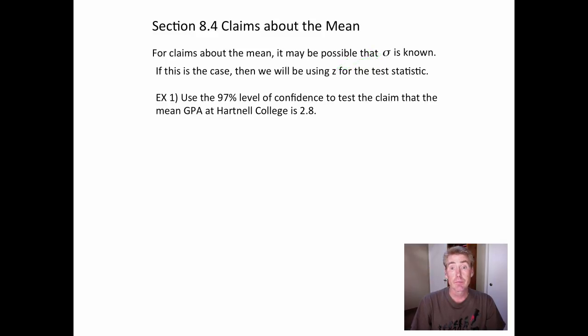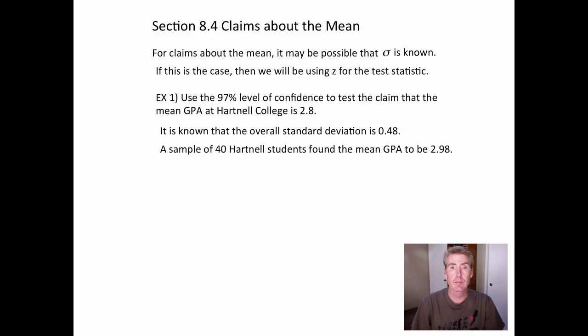Okay, so that was the lecture. Now, the examples. Okay, so 97% level of confidence. Test the claim that the GPA at Hartnell College is 2.8 on average. The sigma is 0.48. And here's some sample data. This actually comes from one of my students' projects. They interviewed 40 people. They found the GPA average to be 2.98. So test the claim that it is equal to 2.8.